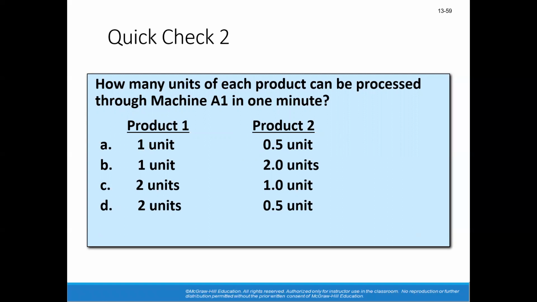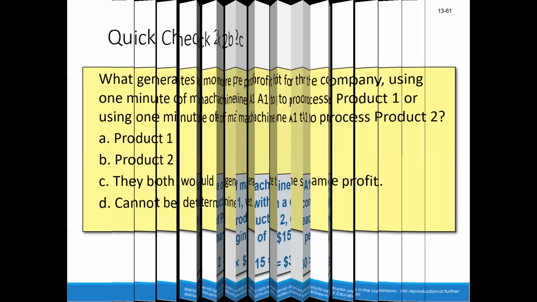How many units of each product can be processed through machine A1 in 1 minute? Perfect. So product 1, which has a better contribution margin, does 1, but product 2, though it has a smaller contribution margin, they can do 2 times. They can produce 2 to the 1 time of product 1.